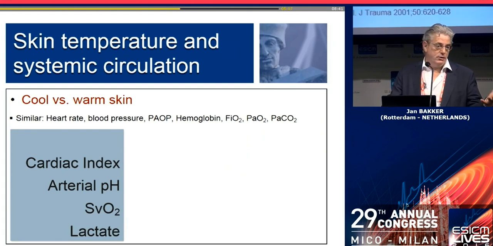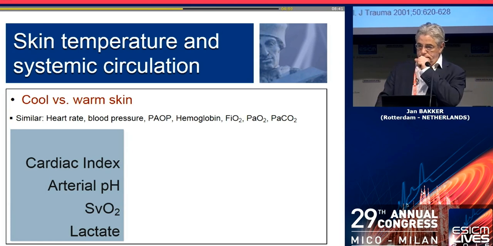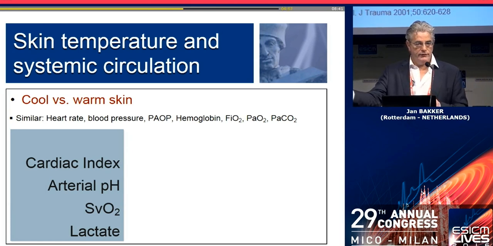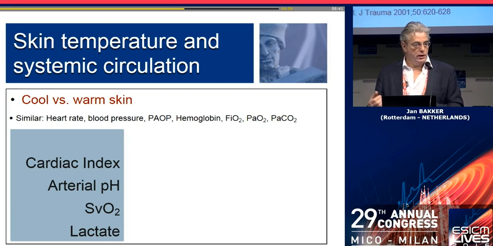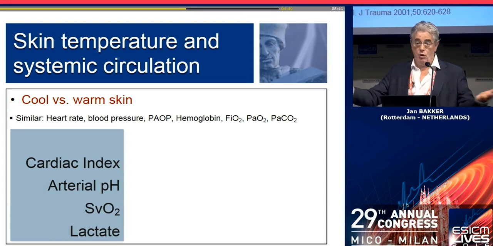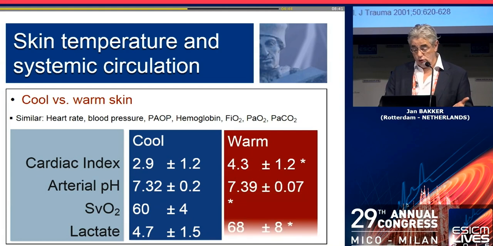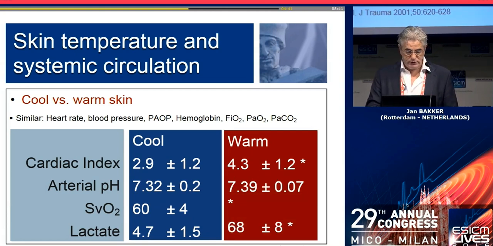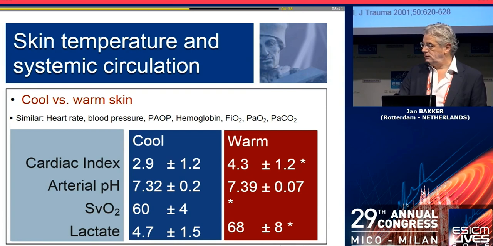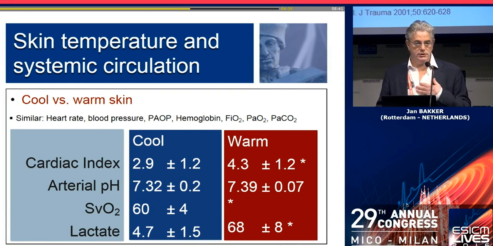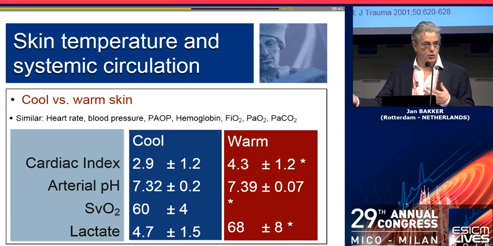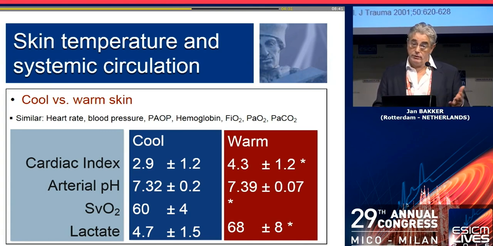And what you see or what you feel in the skin is also related to your macrohemodynamics. This is a study by Kaplan. And what he did, he put his hand on the patient, and if he thought it was cool, he said, this is cool. And if he thought this was warm, then it was warm. And so he had two groups of patients, warm, cool. And then he measured the hemodynamics of these patients. When you were cool, you had lower cardiac index, lower pH, lower SVO2, and higher lactate. And so a very simple test. Put your hand on the patient. If the patient is warm, that's a completely different patient than when you think he's cold.